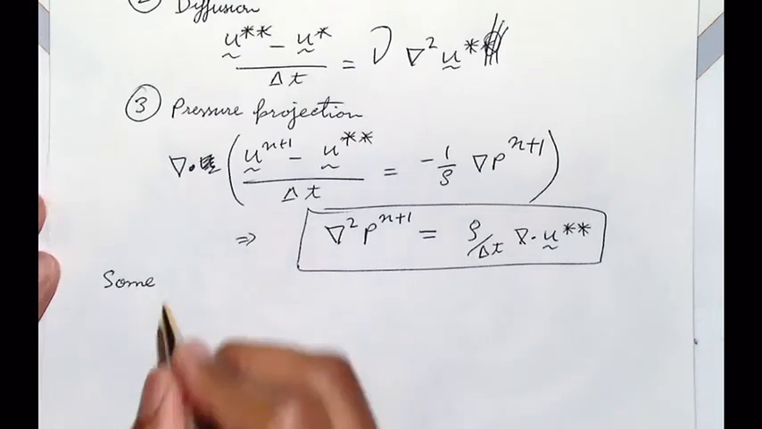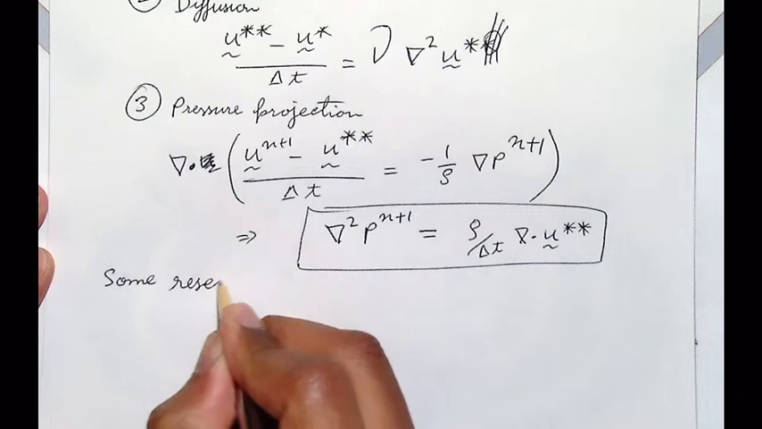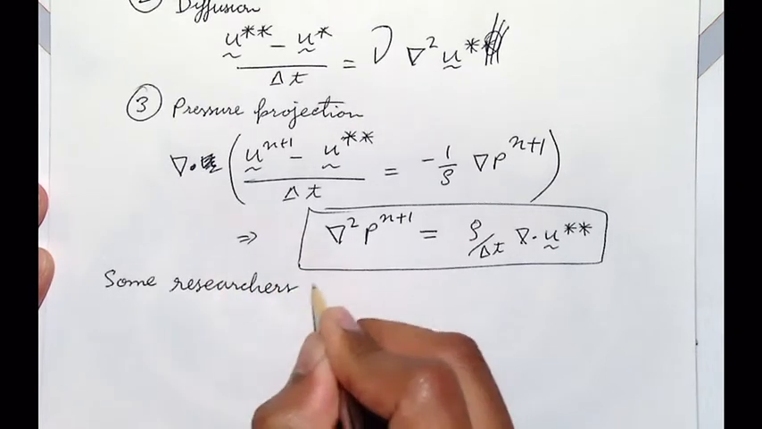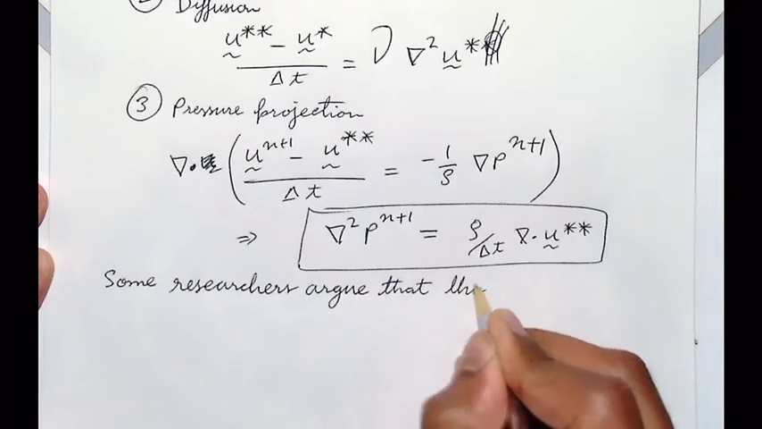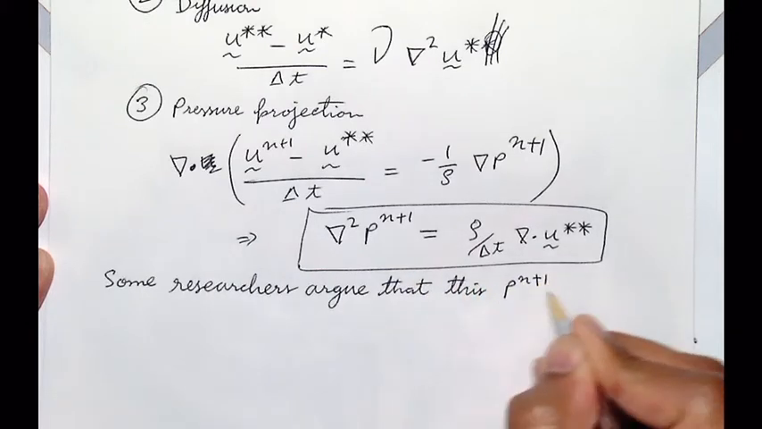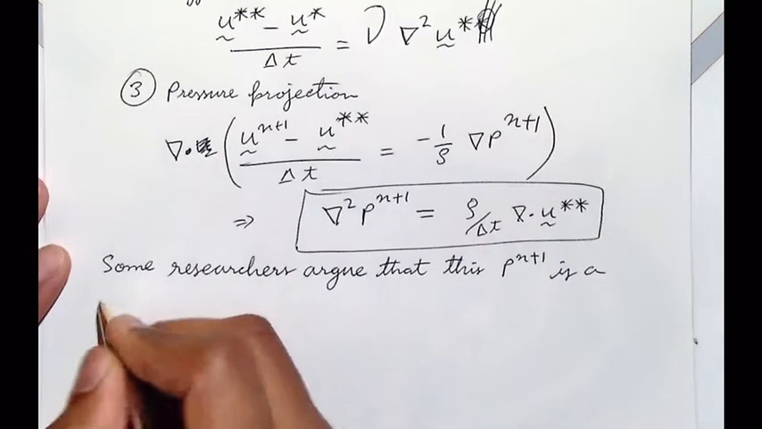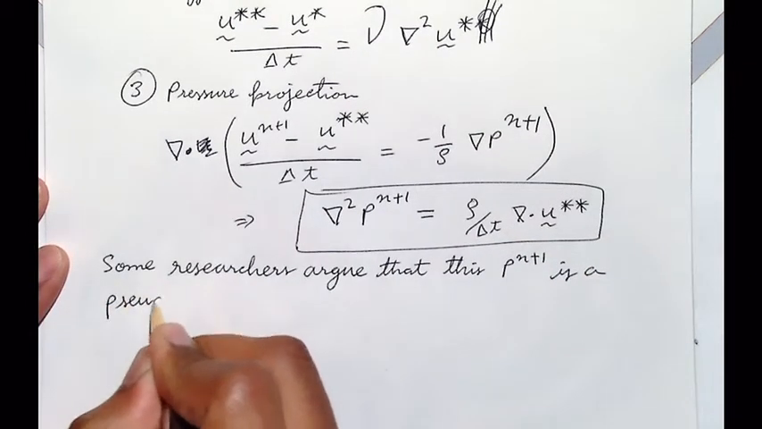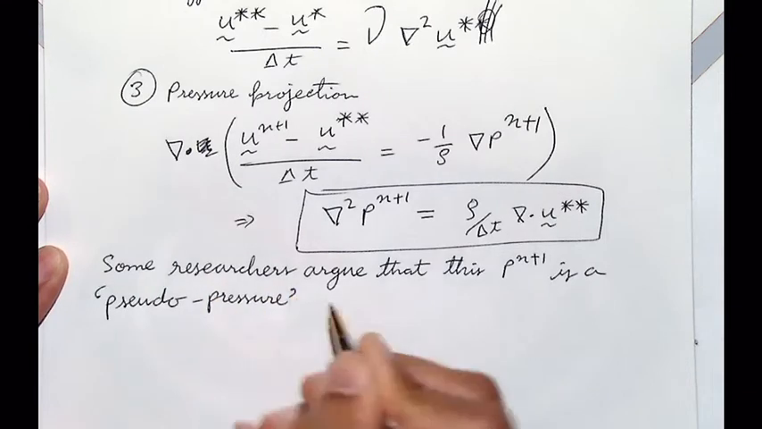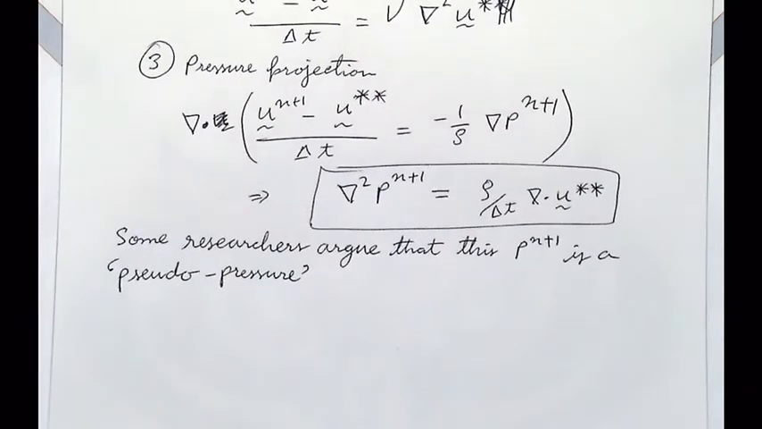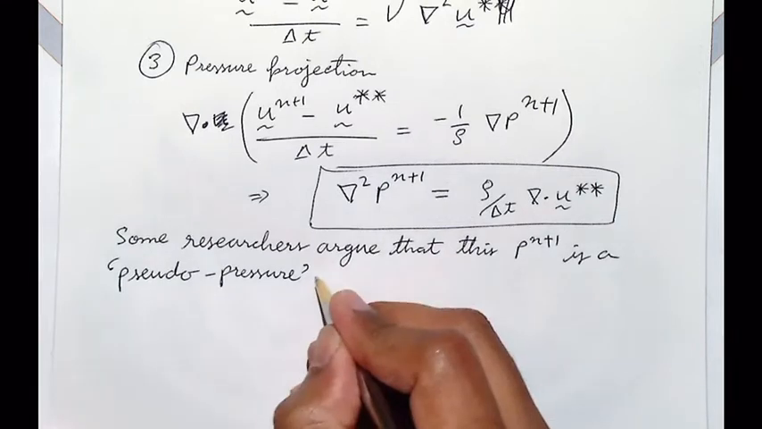Okay, so some researchers argue that this P n plus 1 is a pseudo pressure variable. Okay, and just keep that in mind. I still don't know whose side to take. So, okay.